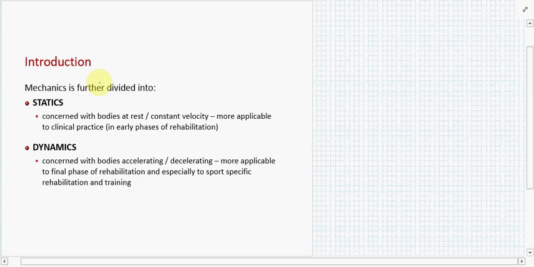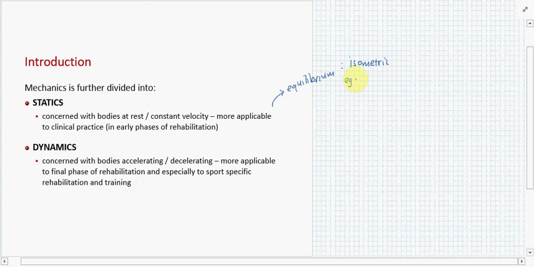So, statics is concerned with bodies at rest or constant velocities. There's no acceleration that tends to happen. There's an equilibrium type of situation. It's really useful for early phases of rehabilitation. So in these types of scenarios, what we have are isometric contractions, right? Isometric, if you guys remember, is when we have contraction without lengthening or shortening of a muscle.